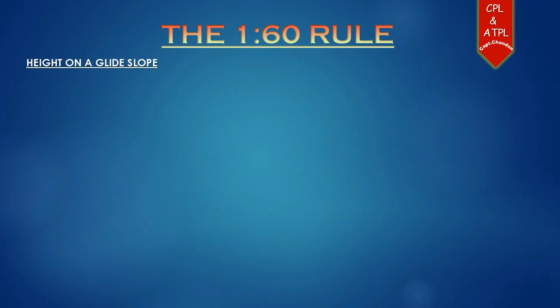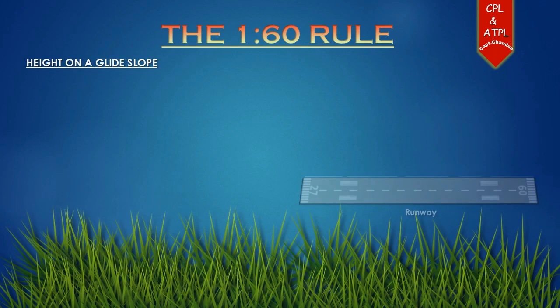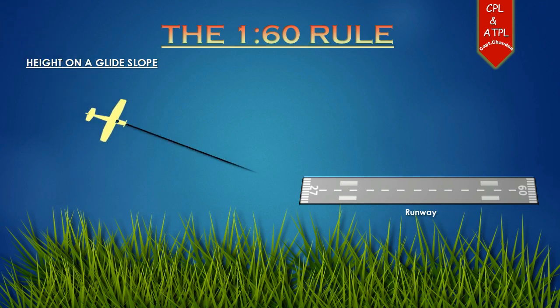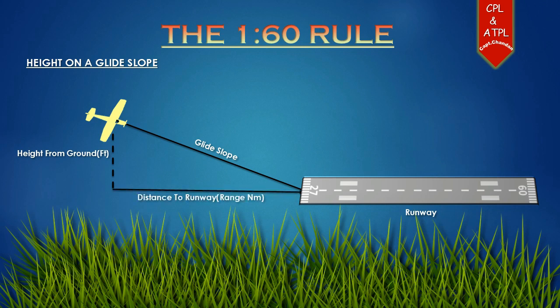Height on a glide slope. By using the 1:60 formula, we can calculate the height of the aircraft while approaching. Here the important point is height is in feet and distance to runway, that is range, in nautical miles. And suppose glide slope angle is z degrees, normally it is 3 degrees.